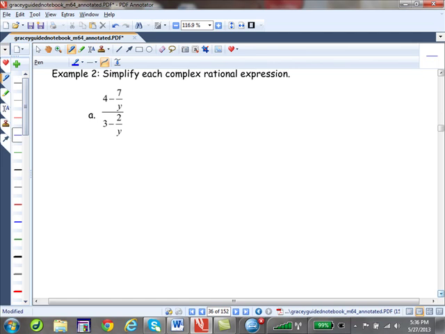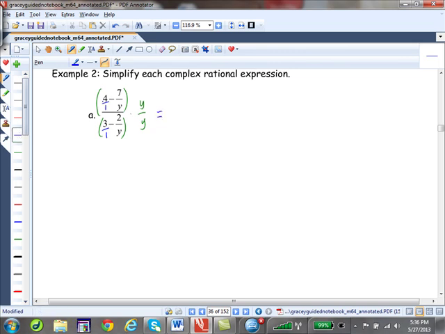Okay, let's see how you did. So again, we have some integers, so we can put them over 1 so we can see the denominators. So do you see that we have a denominator of 1, y, 1, and y? So the LCD is y for both numerator and denominator. So here we go. We multiply numerator and denominator by y over y, which if you notice is just 1.